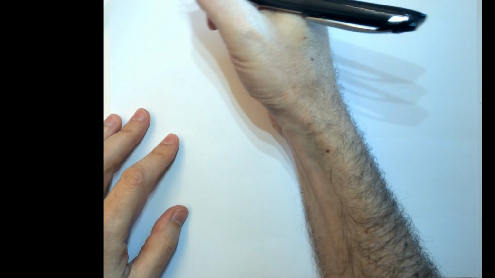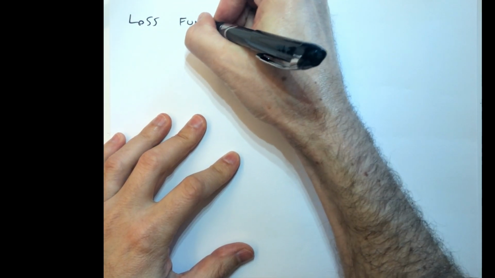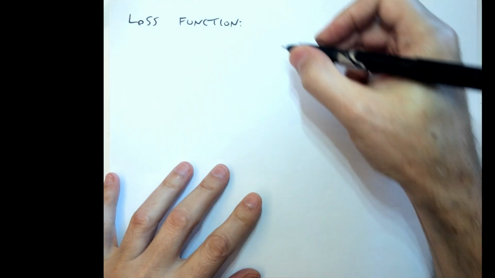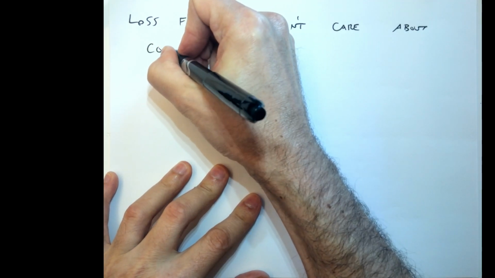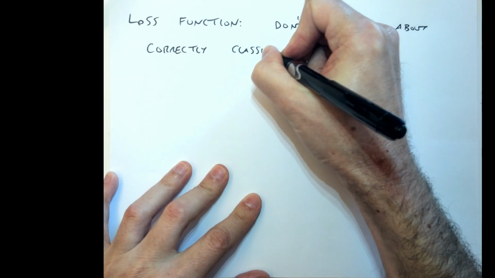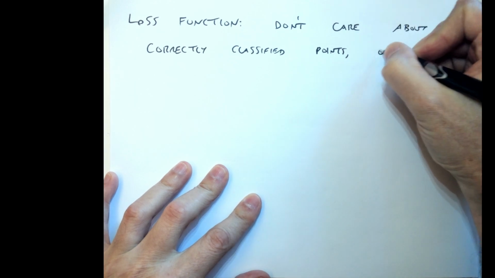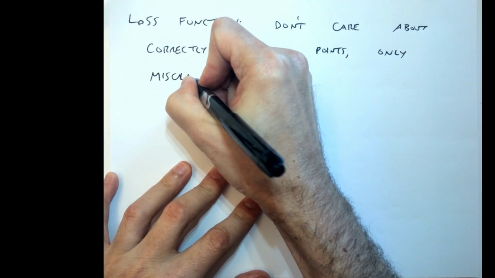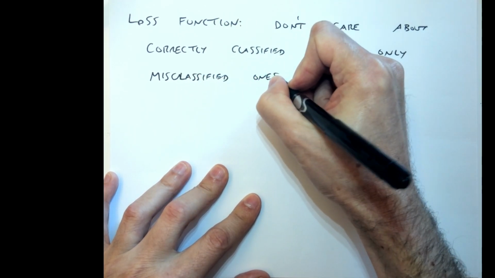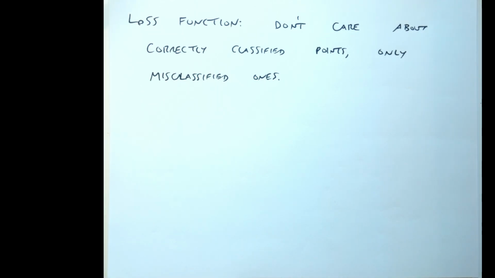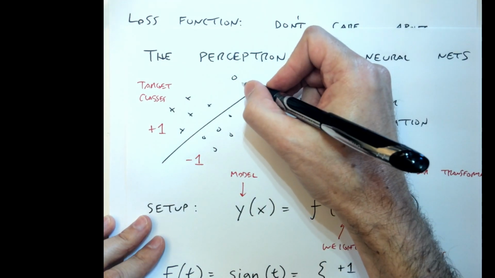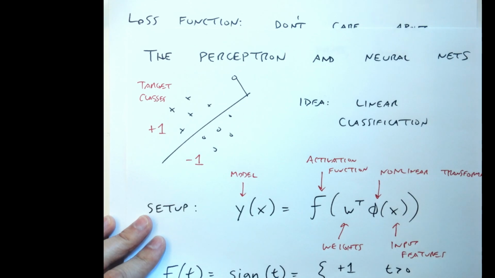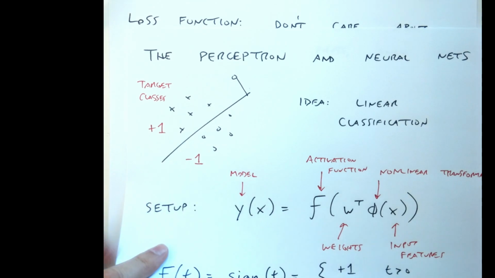So the loss function is basically related to the idea that we don't care about correctly classified points, only misclassified ones. And we want to penalize points according to how far off they are, right? So if I'm trying to draw a straight line through the points and I have an O over here, I care about how far away this O is from the decision boundary, right? If it's really close, it shouldn't get too much of a penalty. If it's far away, it should get a pretty big penalty, right?